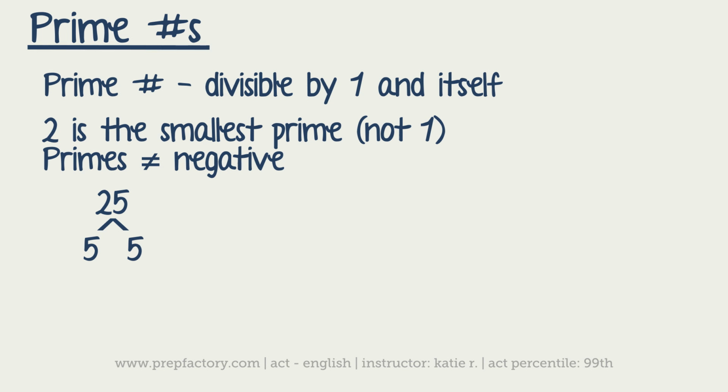You always stop once you hit a prime factor, because a lot of times students will continue doing this. You could keep going down that tree with the side that has the 5s on it forever and ever, and obviously that's not really useful for you.